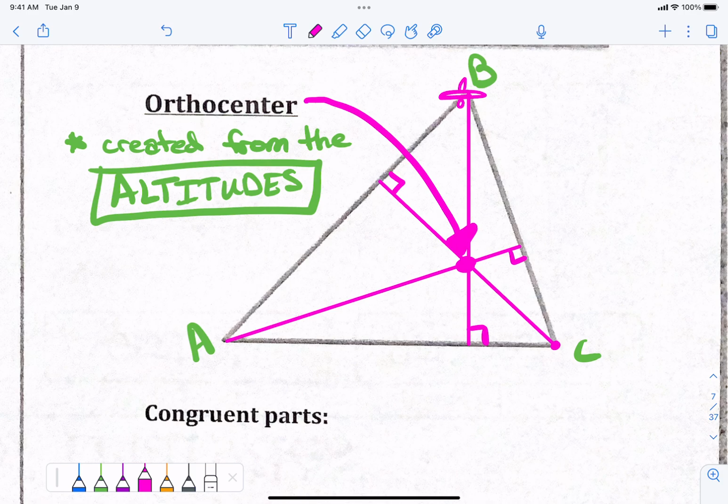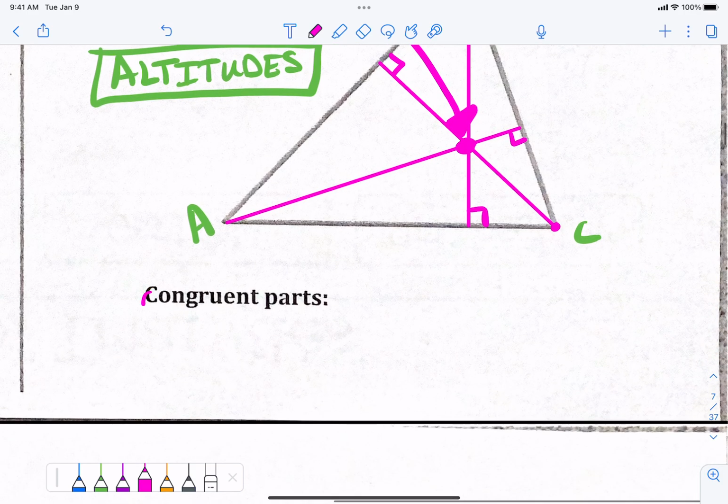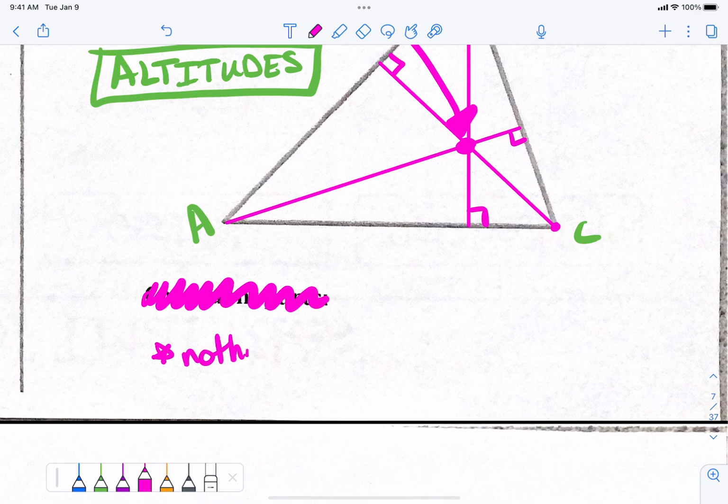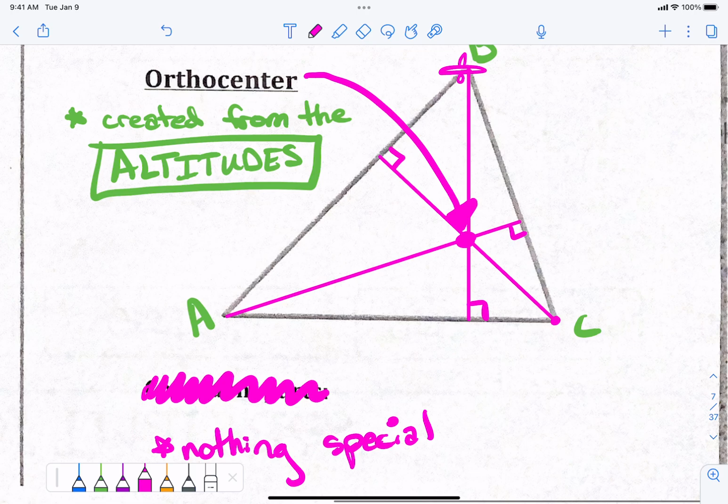For the orthocenter, when it talks about congruent parts, the orthocenter has nothing special about it. So why do we draw it? So you know what an altitude is. It's good to know because we talk about perpendiculars a lot in geometry. They do it for a triangle and make all three meet, and they have a special name for it, but it doesn't have any special qualities like the other three did. Does that make sense?